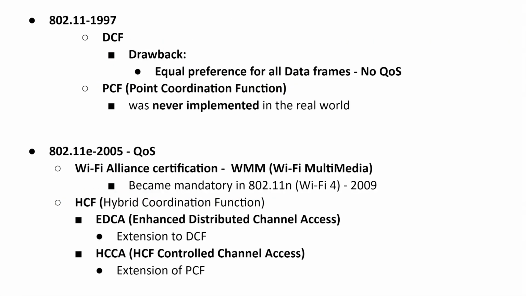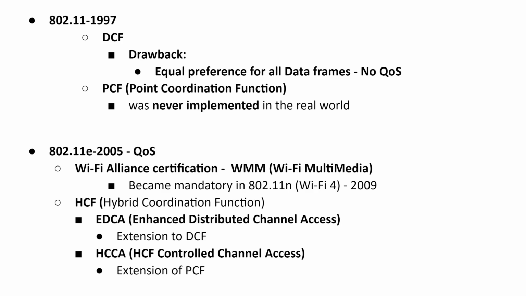DCF was introduced a long time ago, back in the very first Wi-Fi standard in 1997. Its important disadvantage is that all data frames have the same priority. They are preceded by a long DIFS interframe space. In addition to DCF, there was an alternative, PCF, point coordination function, but it wasn't widely used.